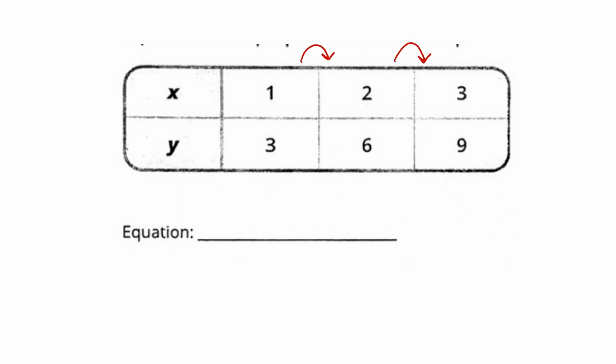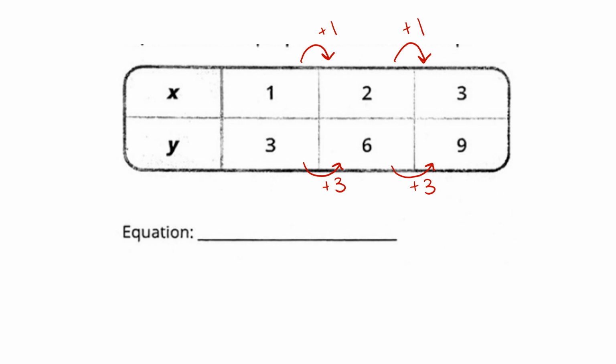So you can see here on the x column that both of those values are going up by 1. 1 plus 1 is 2, 2 plus 1 is 3. Across the bottom, our pattern is going up 3. 3 plus 3 is 6. 6 plus 3 is 9.